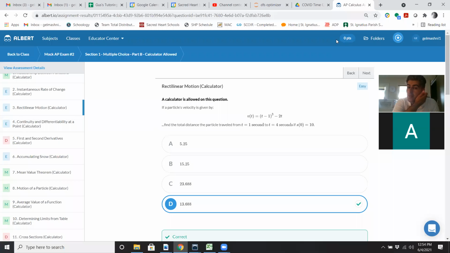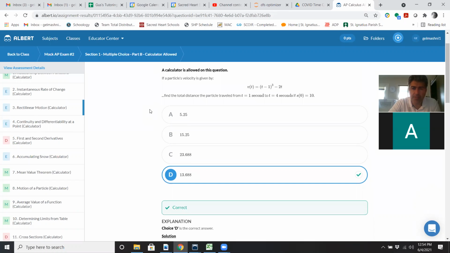Okay. So here we're looking at section 1B, multiple choice with a calculator. And this is a very calculator-specific problem. This is going to be velocity or linear motion. They give you the velocity function. They want the total distance traveled from 1 to 4, and they also give you the initial position. Now in this case, it's going to be FTC, because V of t is S prime of t. That we should know.